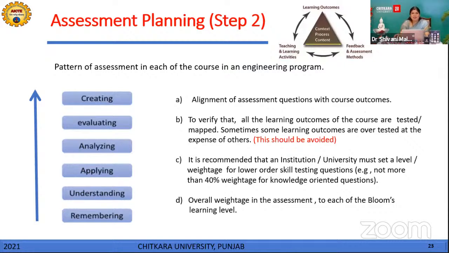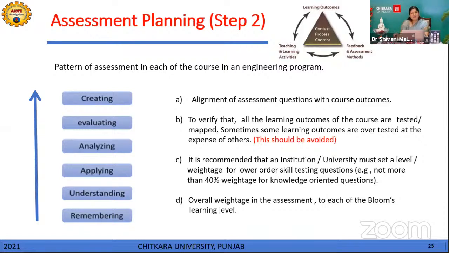Now, regarding the pattern of assessment in each course, in any engineering program, we are supposed to align the assessment questions with the course outcomes. That is the first step required. All the assessment questions that are asked should be aligned with the course outcomes, and it should be verified that the learning outcomes of the course are tested and mapped. Sometimes some learning outcomes get over-tested at the expense of the other course outcomes. This should be avoided. You will get to know this when you map all the questions with the course outcomes, and that way you can redesign the questions in the assessment.